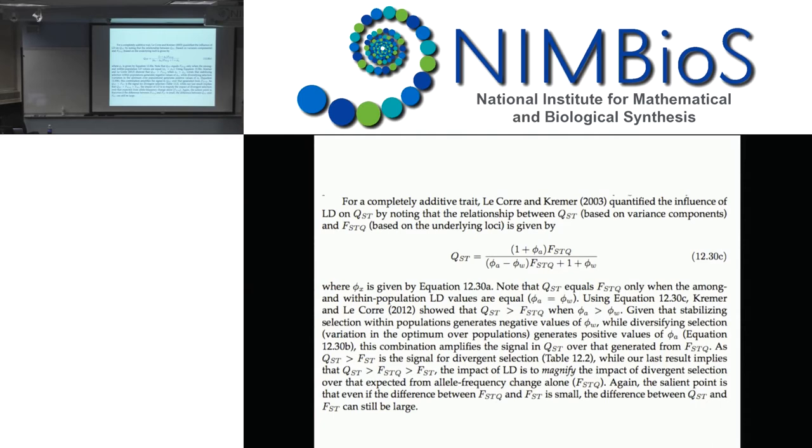So I mentioned that QST has all sorts of problems. Typically people estimate it using phenotypes at some point, which makes it PST. For example, to do it properly, you have to grow the lines in a common garden. That's rarely done. People usually simply look at the phenotypic variance among the means. That causes problems. There's also problems in power.